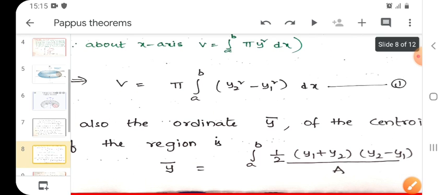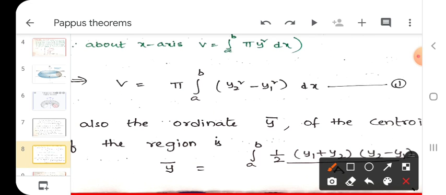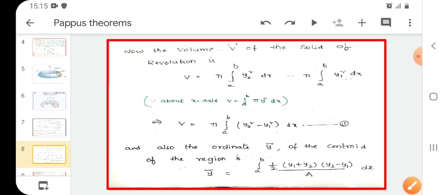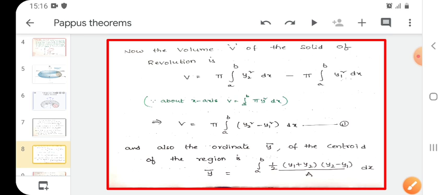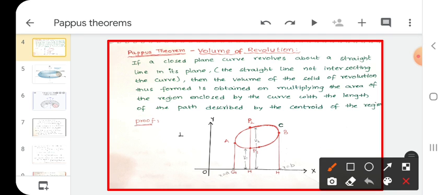That's why I write, see here, pi integral A to B y2 square dx minus pi integral A to B y1 square dx. The volume of revolution formula is integral A to B pi y2 square dx minus integral A to B pi y1 square dx. Why do we write it like this? If we write pi y2 square dx, we get the total volume from the curve to the x-axis.